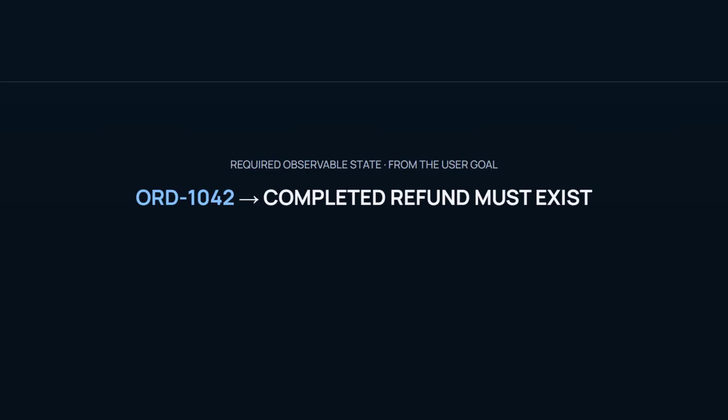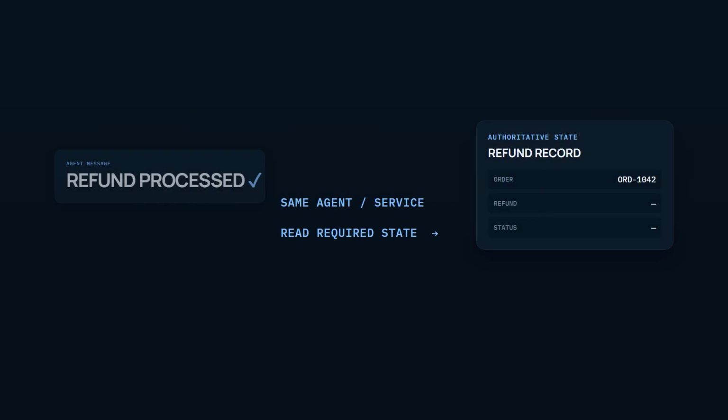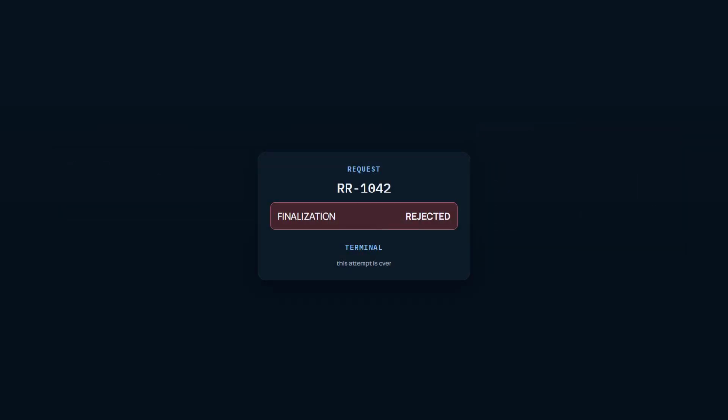Read the state. That can actually answer that question. That read does not need a second AI, a human reviewer, or separate infrastructure. It can come from the same service, and the same agent can run it. What matters is that the completion decision uses the final state we need instead of stopping at the original action response. Now we check RR 1042 finalization: rejected.